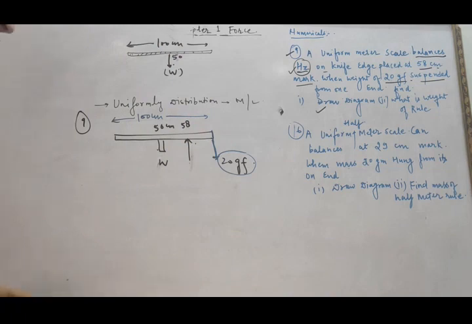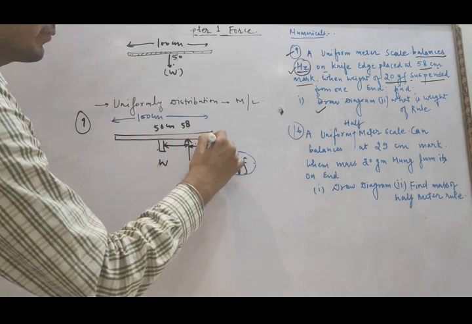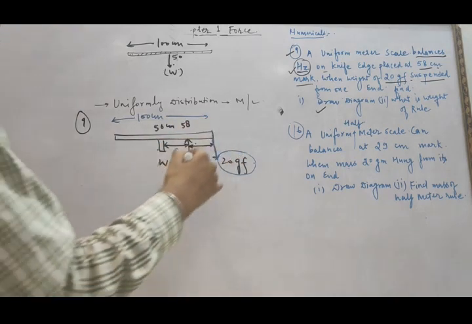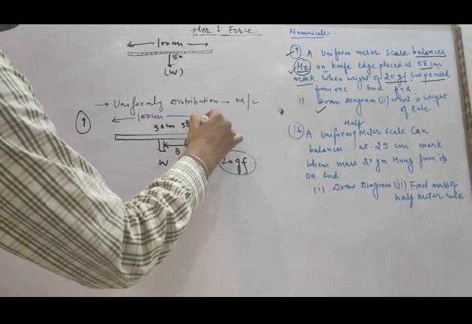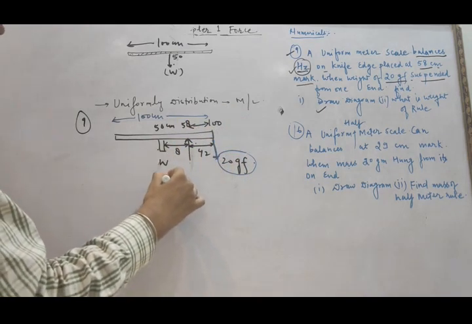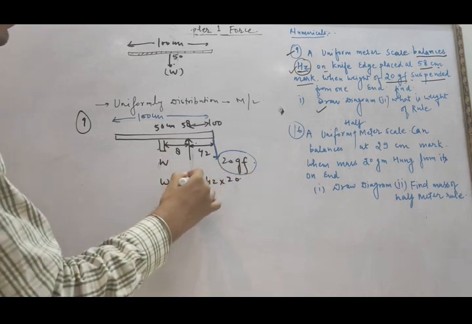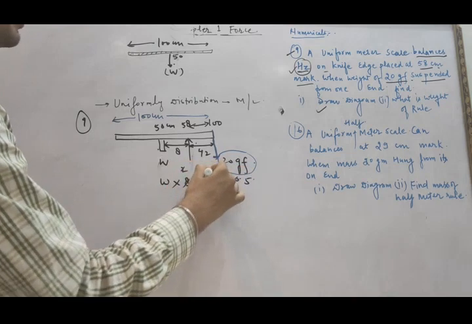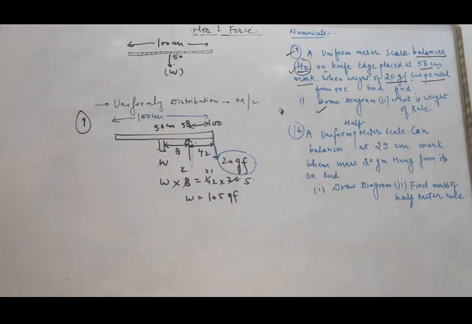Now you will apply the principle of moments. So this distance will be 8 and this resultant distance will be 42. How 42? This is 100, and 100 minus 58 will be 42. So we simply apply the concept W into 8 equal to 42 into 20. That will give you the value W equal to 105 gf.